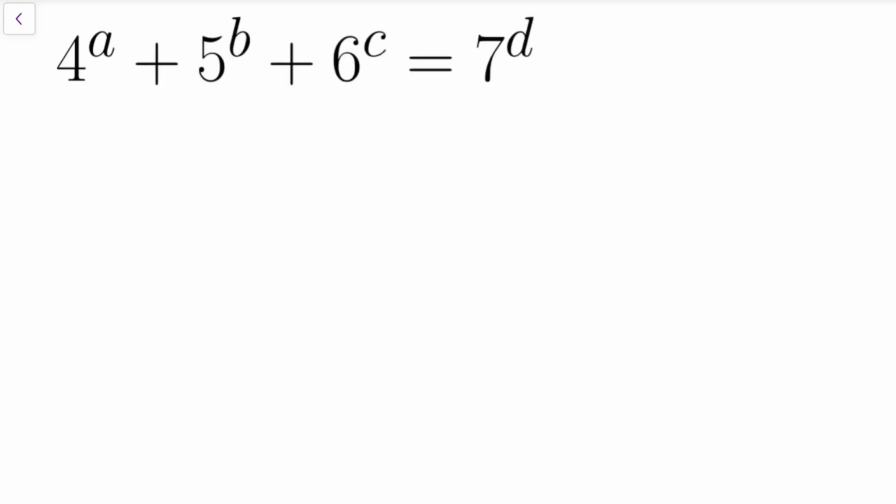First, I'm going to take mod 3 on both sides. So we can take a look at each term in this equation. For these two terms, 4 to the power a and 7 to the power d, because the base is congruent to 1 mod 3, no matter what the value of a and d are, they are both congruent to 1 mod 3. Same for this.